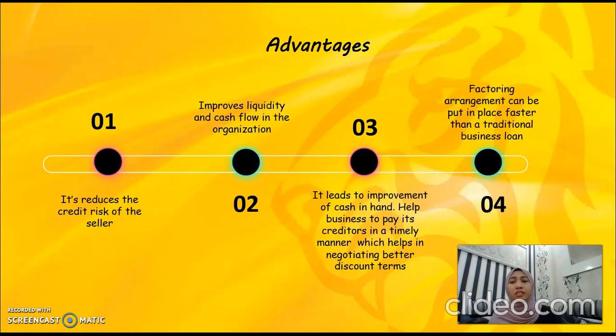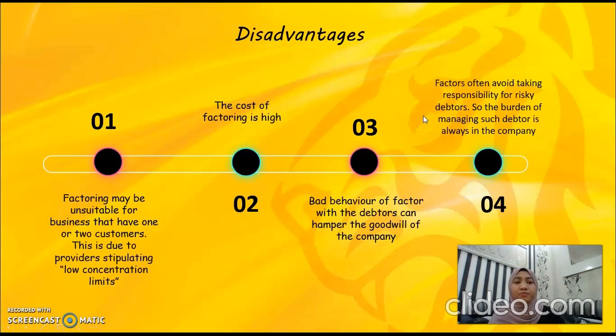Okay, what are the advantages of factoring? First, it reduces the credit risk of the sellers. For the second, it improves liquidity and cash flow in the organization. Third, it leads to improvement of cash in hand and helps the business pay its creditors in a timely manner, which helps in negotiating better discount terms. And for the last one, a factoring arrangement can be put in place faster than a traditional business loan.